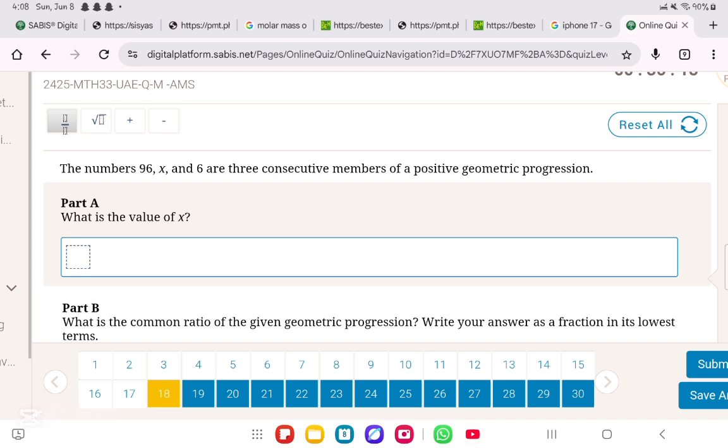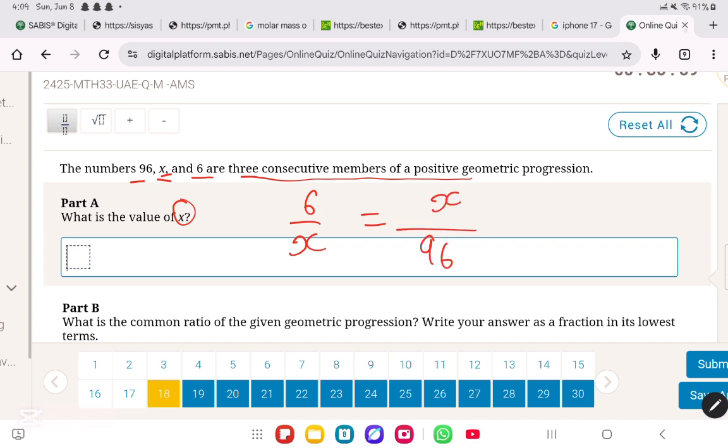So now we move on to question number 18. It says, what is the value of x? Okay, very simply, the numbers 96, x, and 6 are 3 consecutive members of a positive geometric progression. So how do we find the value of x? Very simply, we will need to find the common ratio. How do we find the common ratio? We said that it's the next term divided by the previous term, so it's 6 over x. Or it could be even the next term divided by the previous, which is x over 96.